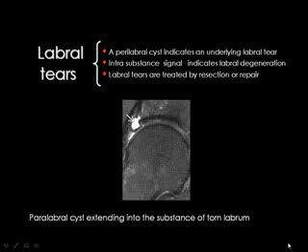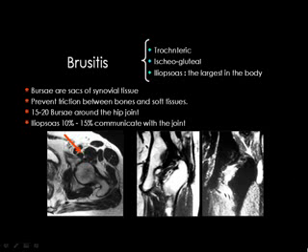Then this is a true labral tear with total separation of the labrum from the glenoid labrum, from the acetabulum. This is one of the findings which are very suggestive of labral tears, which is a paralabral cyst. The presence of a paralabral cyst is highly suggestive that this labrum has been torn.